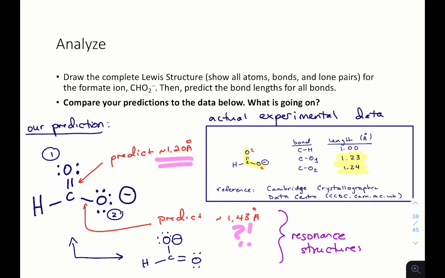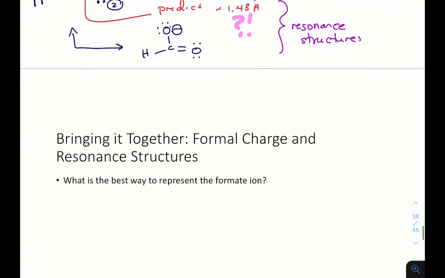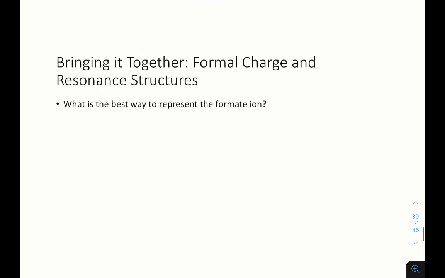We overlooked the fact that this molecule, the formate ion, is described by resonance structures. So in light of that information, what is the best way to represent the formate ion and to explain the fact that the two carbon-oxygen bond lengths are exactly the same? Write down your best explanation. Pause and do that, and then come back and listen to my explanation.